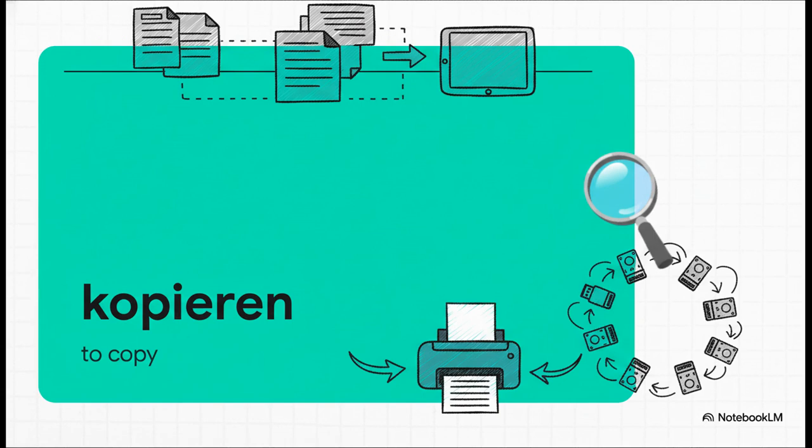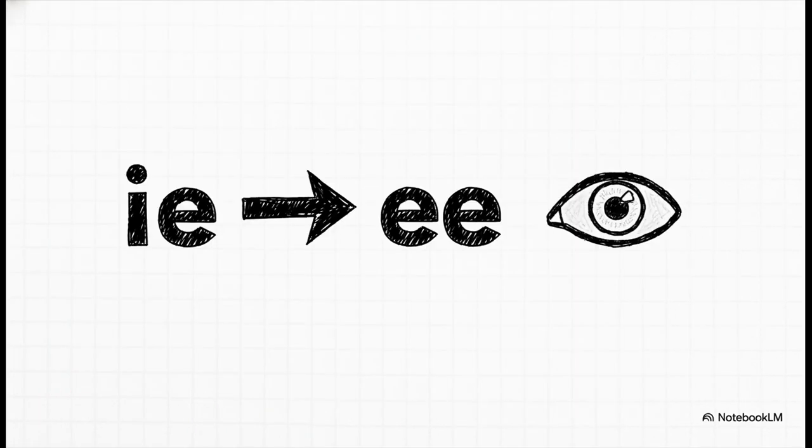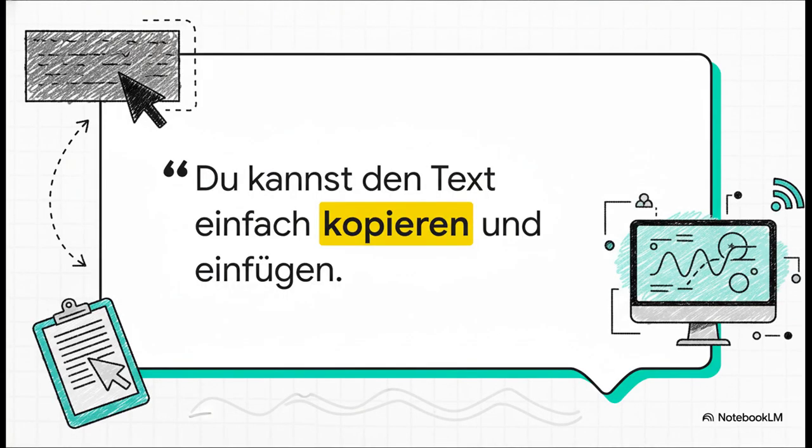Now for a verb you're going to use about a million times a day, especially if you're a student. To copy is kopieren. I want you to really focus on that IE in the middle. In German, whenever you see I and E together, it makes a long E sound, like in the English word be. So it's not kopieren, it's kopieren. Listen again. Kopieren, kopieren. All right, you try it. And here's the classic phrase you'll need for it. Du kannst den Text einfach kopieren und einfügen. That's your German copy and paste.